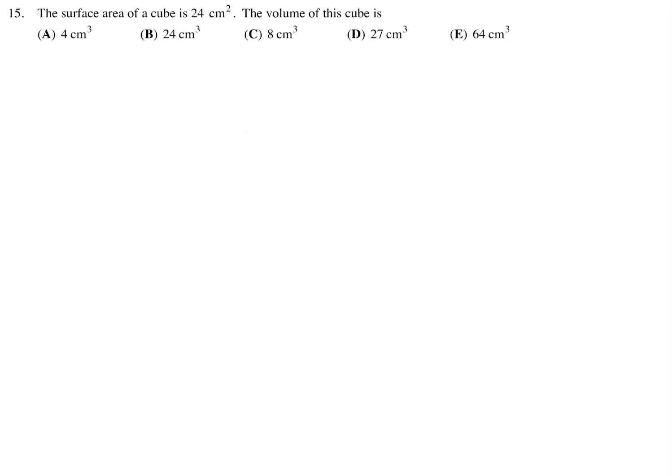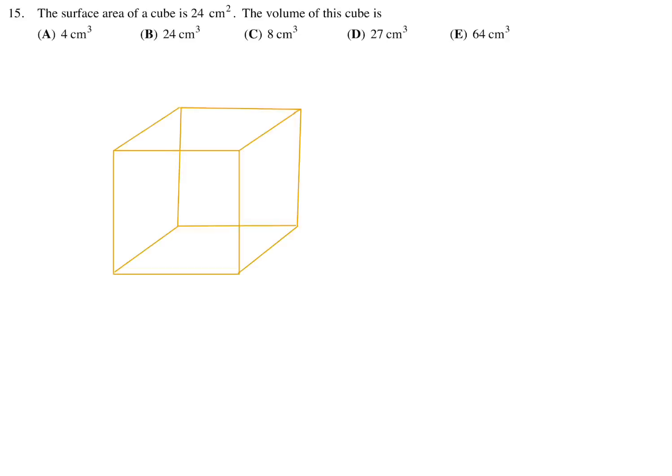The surface area of a cube is 24 centimeters squared. What is the volume of this cube? So let's quickly draw a cube. When we want to figure out the surface area, it basically means that you take the area of all the sides. So this is one side, and you take the area of that, and then you keep going.